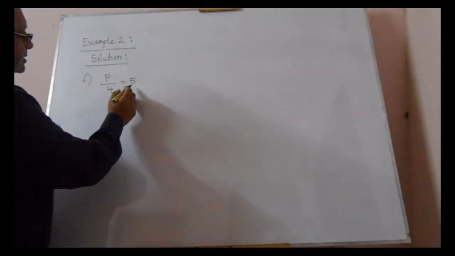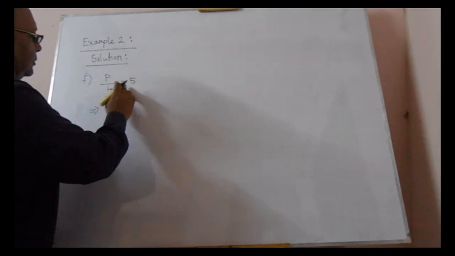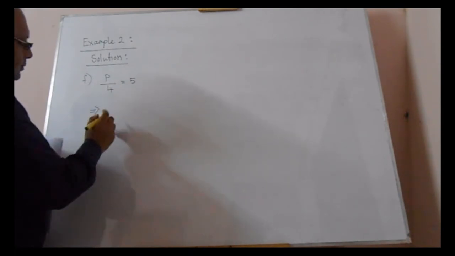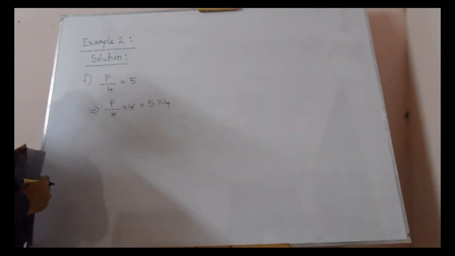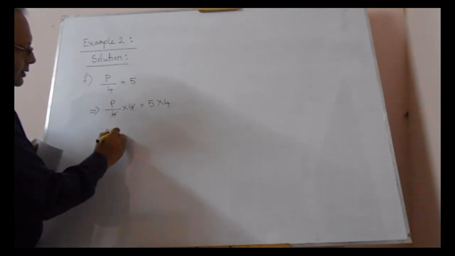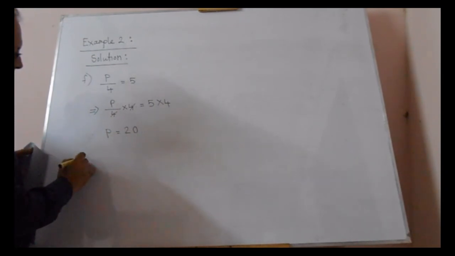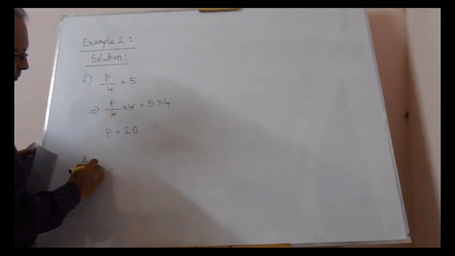This is part F of example 2. P by 4 equals 5. So we'll solve for the variable p here. At first we'll multiply by 4 on both sides of this equation, so that we may remove this 4. So 4 divided by 4, these two cancel out. Therefore p equals 5 times 4 equals 20. You can write the answer p equals 20.